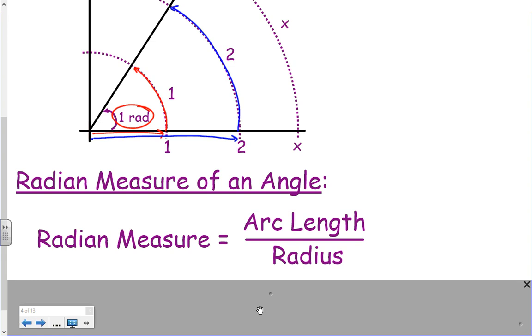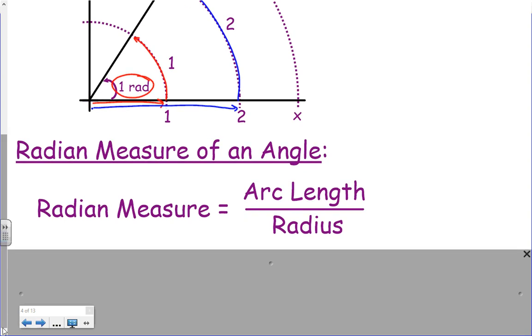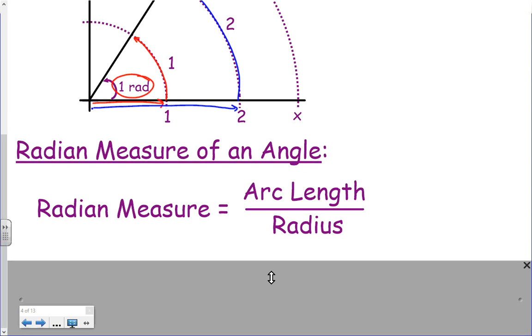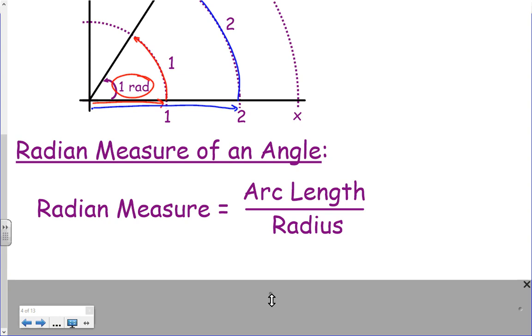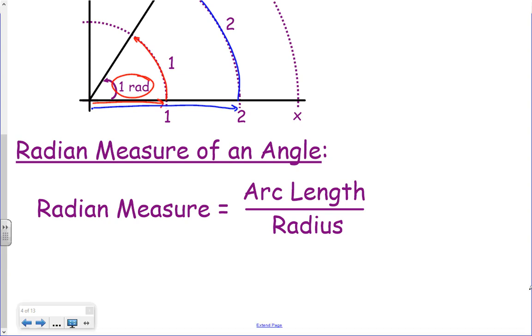So what does that tell us about a radian measure? Well, here's our property for a radian measure. A radian measure, then, is just the ratio of the arc length to the radius. If you measure your arc length and you divide it by your radius, that ratio tells you the radian measure that you're looking at.